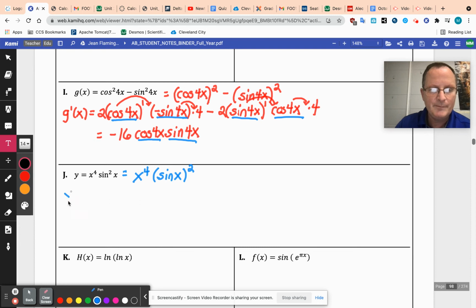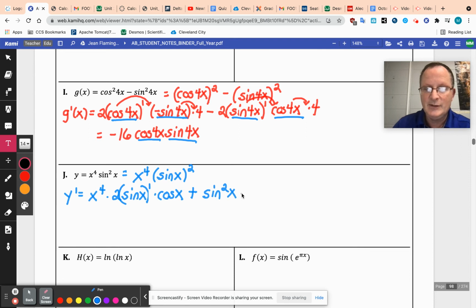So y prime is going to equal first, and here's the chain rule part. Derivative of the second is 2 sine x to the first power. Derivative of sine x, cosine x. Okay, plus, and don't forget this, we got the second half. We've only done first times derivative of the second. The second is going to be sine x squared, and then the derivative of the first, which is 4x cubed.